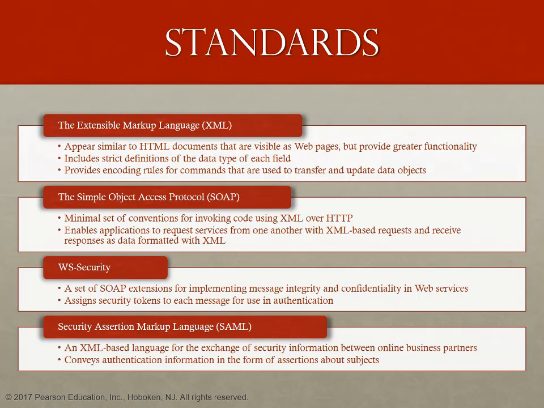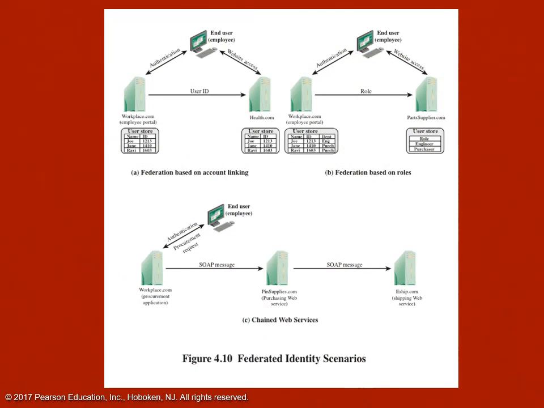Federated identity scenarios. To get some feel for the functionality of identity federation, we look at 3 scenarios. In the first scenario, workplace.com contracts with health.com to provide employee health benefits. An employee uses a web interface to sign on to workplace.com and goes through an authentication procedure there. This enables the employee to access authorized services and resources at workplace.com.